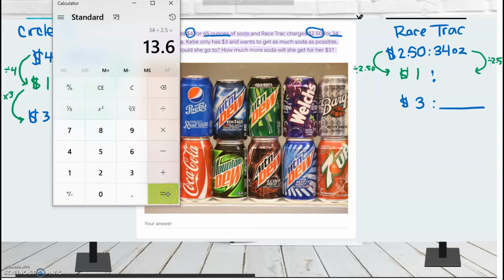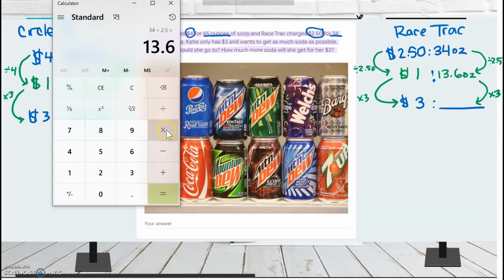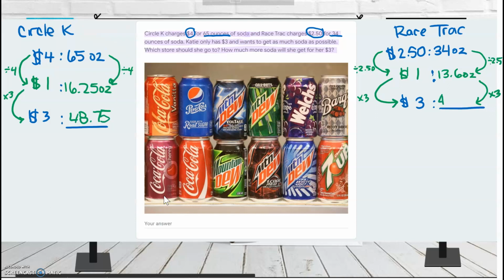On my calculator, I get 13.6 ounces. Now going from 1 to 3, I have to multiply by 3. So I've got to do the same thing to the ounces. I've got to multiply 13.6 times 3. So I'm just going to hit multiply by 3. And I get 40.8 ounces.